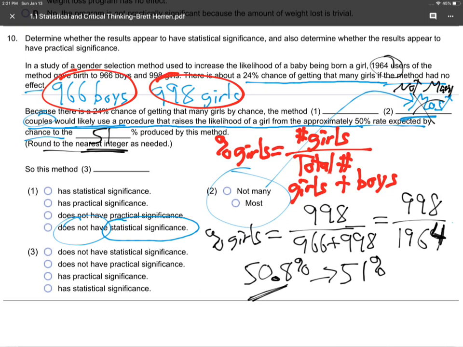24%. Well, where is it? Yeah, 24%. Lost it somewhere. Oh, there it's 24%. And then it's not practically important either because it only raises it up to 51%. That's only 51% girls. So it fails on both accounts, doesn't it? So that would be our answer down here. The method does not have practical significance either. Good? This making sense? All right.